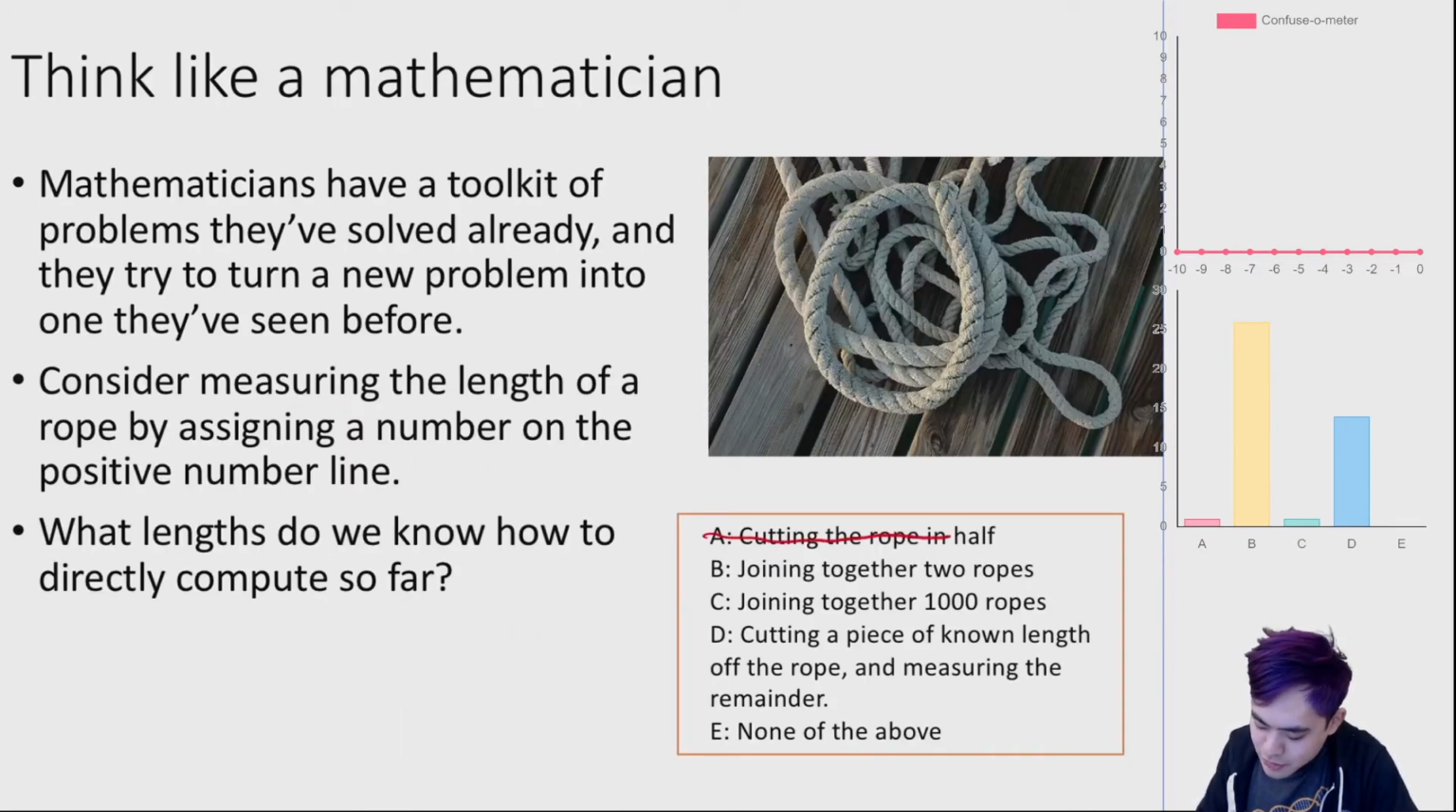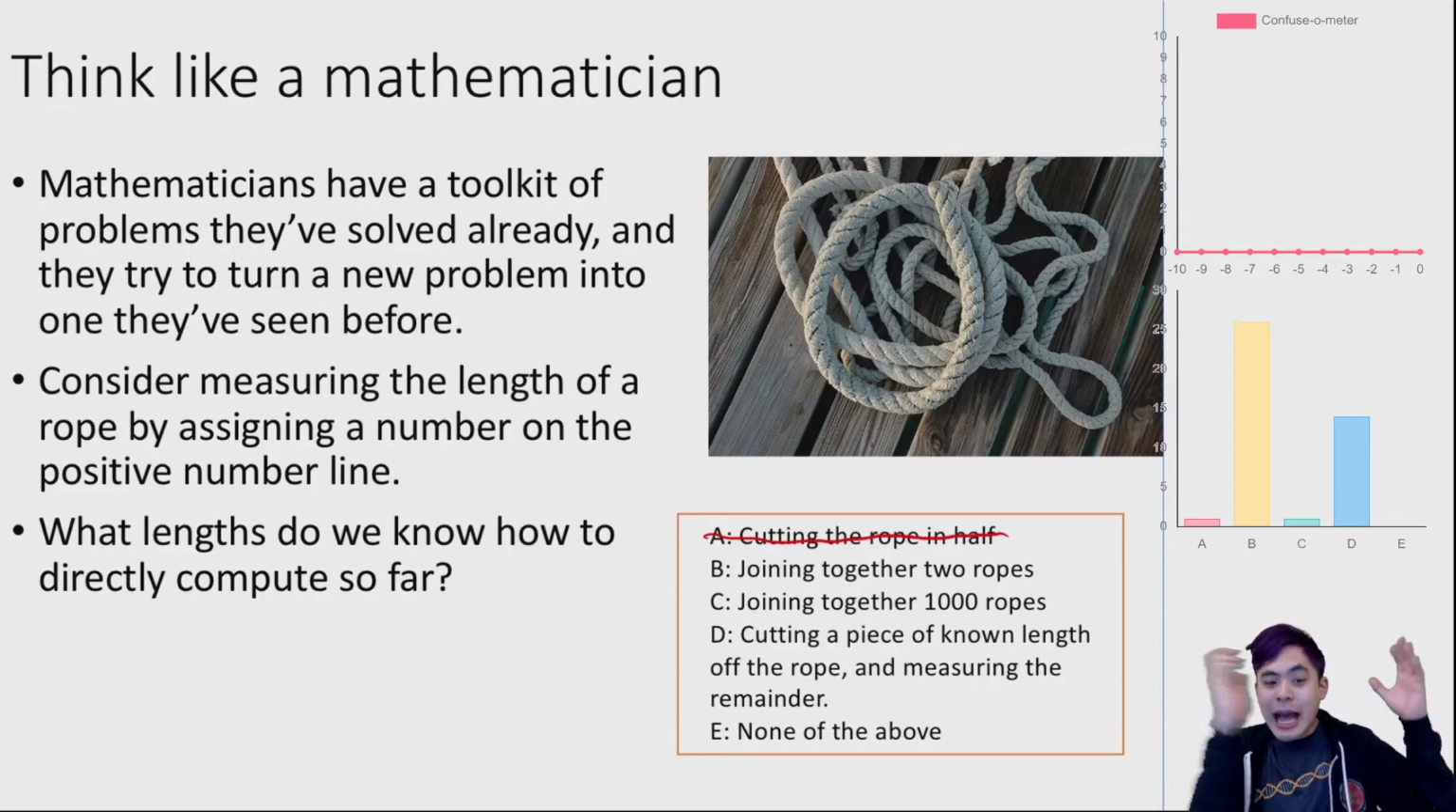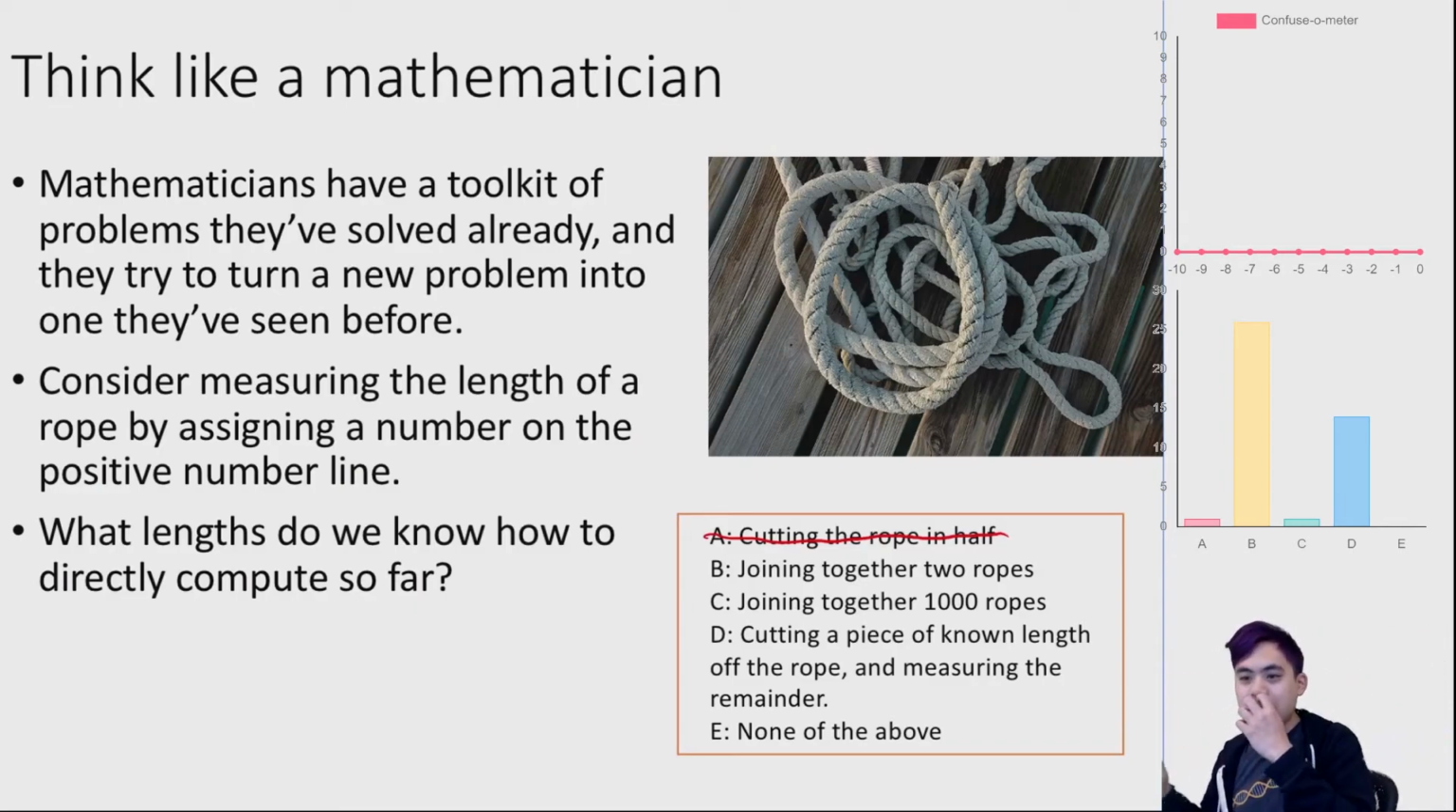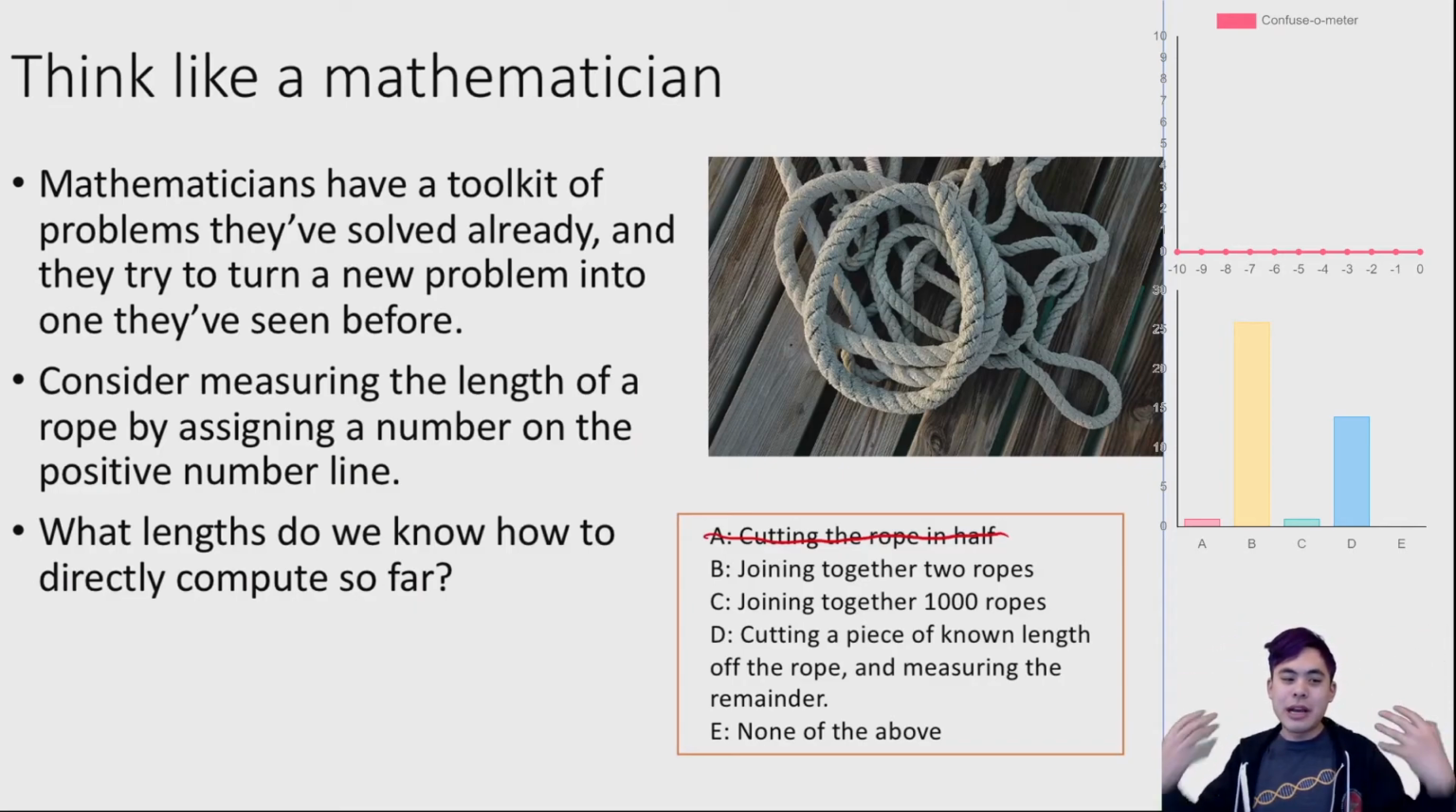So it's not this one. Joining together 2 ropes, well, we know how to do that because it's just adding together the 2 lengths. And so B is a correct answer. But what about joining together 1,000 ropes? So yes, in theory, you could just add together numbers 1,000 times, but that's not something we really know how to directly compute, and there are faster ways of doing that, which we'll learn later.